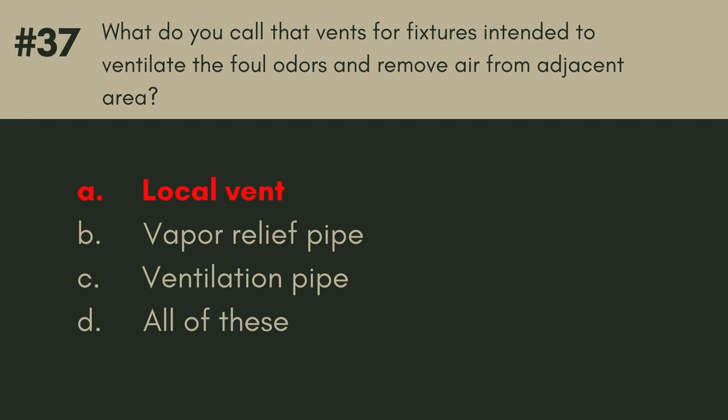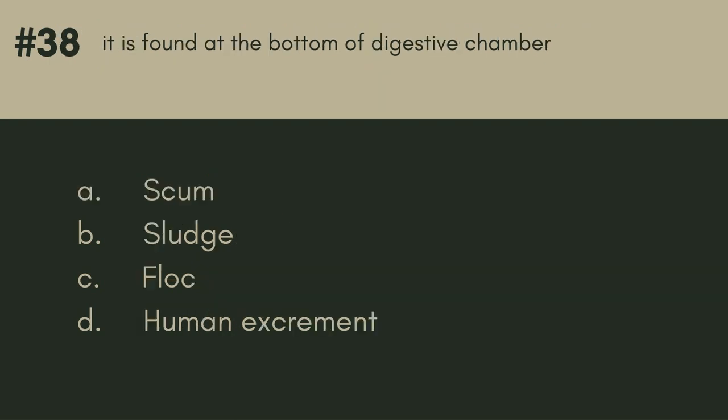Question 38. It is found at the bottom of the digestive chamber. A. Scum. B. Sludge. C. Flock. Or D. Human excrement. The answer? It's B. Sludge. Remember that sludge is found at the bottom of the digestive chamber, whereas the scum is the topmost layer. Again, sludge at the bottom, scum at the top.